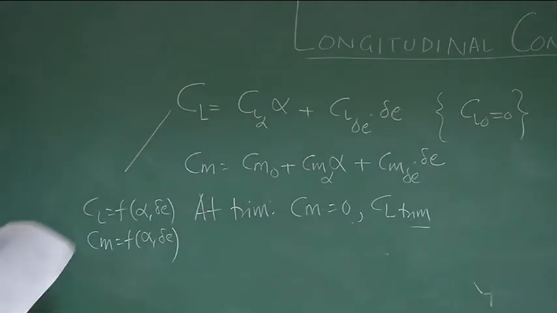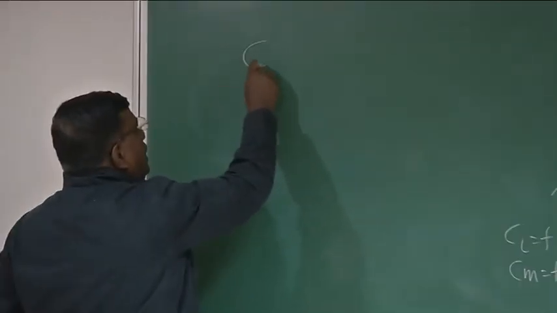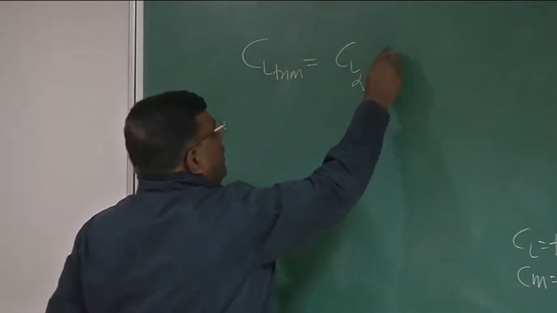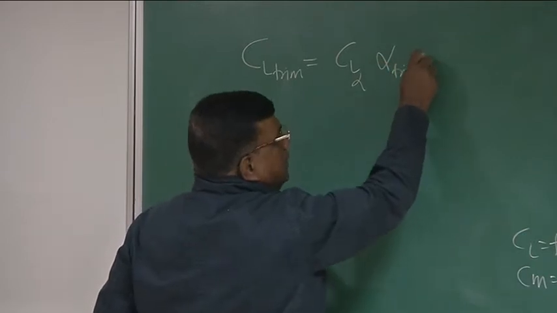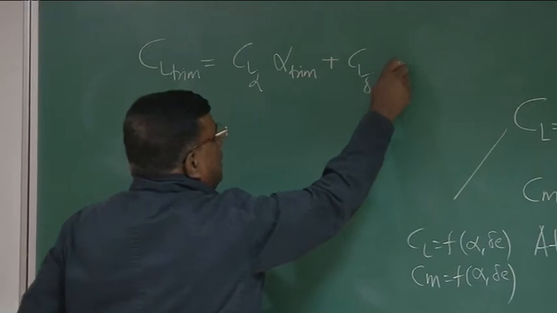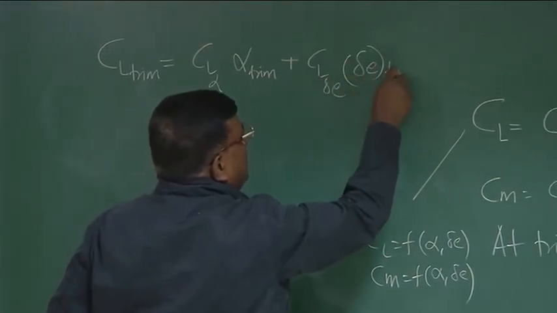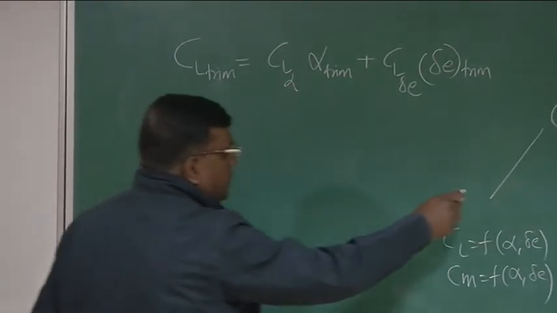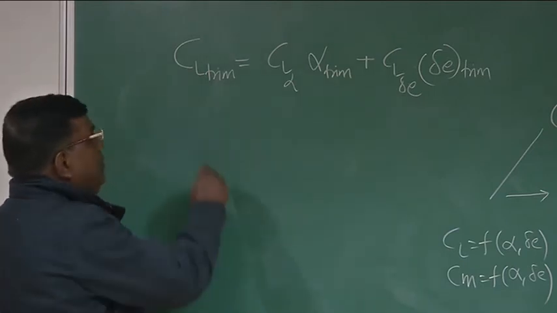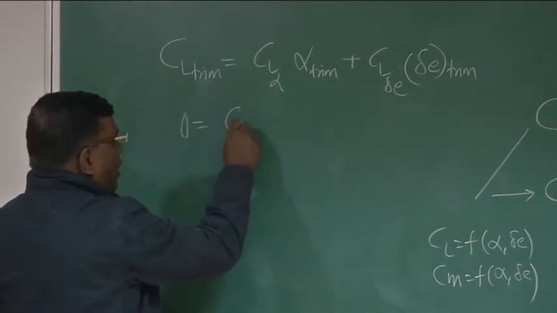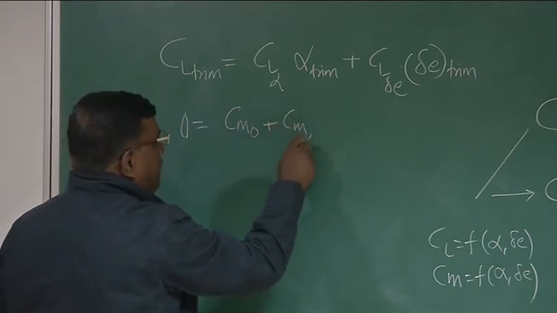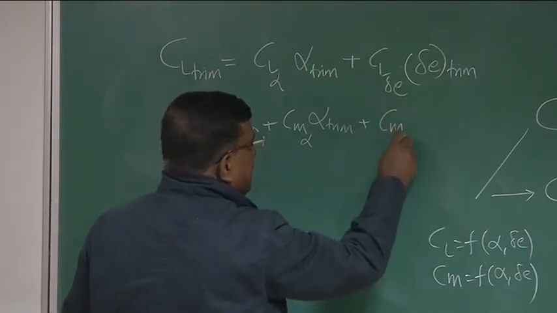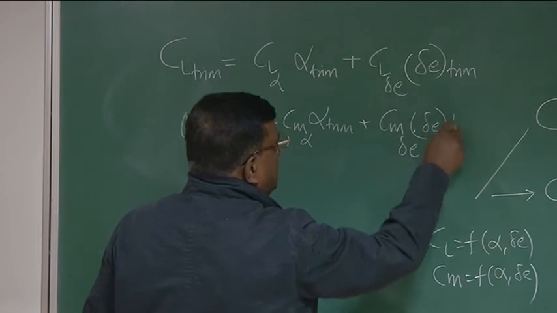Let us see that. If I introduce this, then I get Cl trim equal to Cl alpha into, now alpha becomes alpha trim, plus Cl delta E into delta E trim, where trim I am using to physically mean that it is the delta E required. What will happen to this equation? Since it is at trim, Cm has to be 0. So 0 equals Cm naught plus Cm alpha into alpha trim plus Cm delta E into delta E trim.